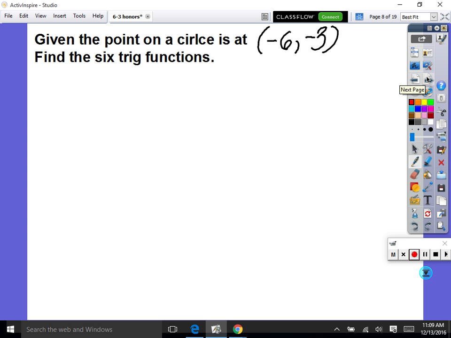Okay. Would you know how to do this one? Let's see if you can do it. How about let's see if you can think. I'm not going to just tell you how to do it. Let's see if you can do it. Given the point on a circle is at -6, -3, find the 6 trig functions, go.